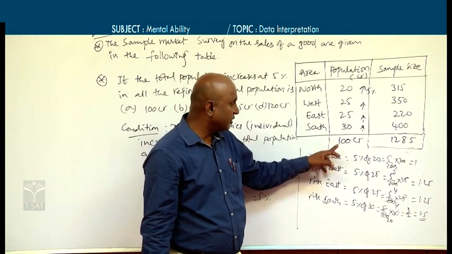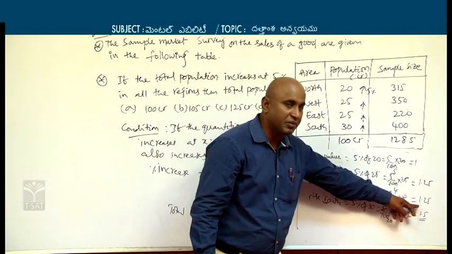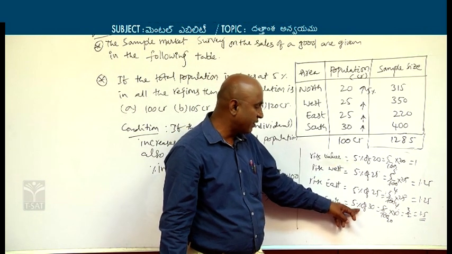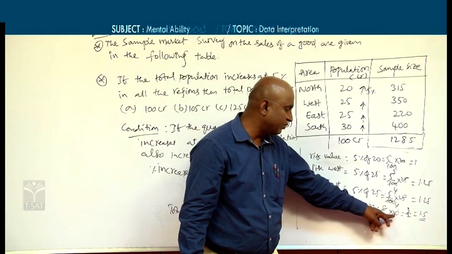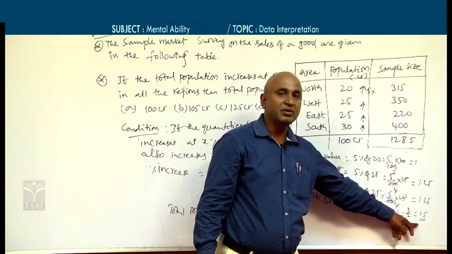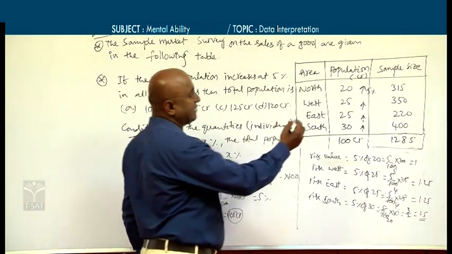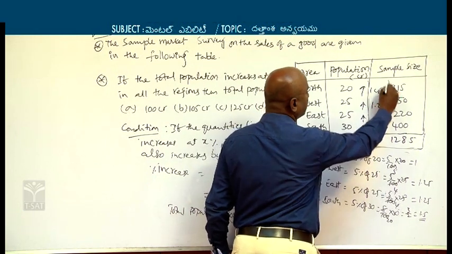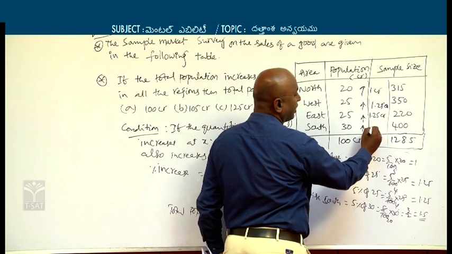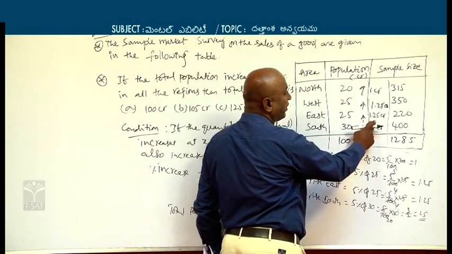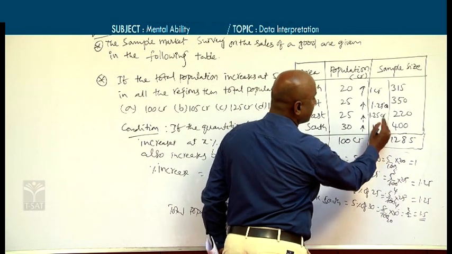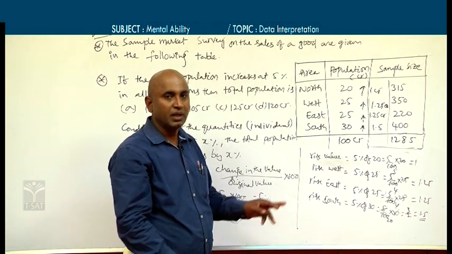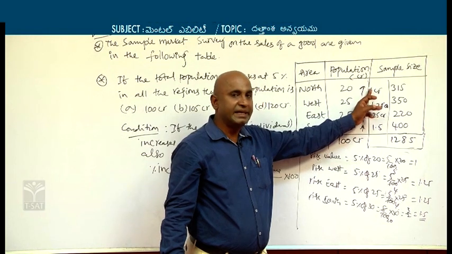Similarly, the rise in the east is 5% of 25 crores, the same value, 1.25 crores. And in the south, 5% of 30 is 5/100 into 30, that is equal to 3/2, which is 1.5. So the total rise here is 1 crore, 1.25 crore, 1.25 crore, and 1.5: 2.5 plus 1.5 is 4 crores, plus 1 crore. So the total rise in the population is 5 crores.